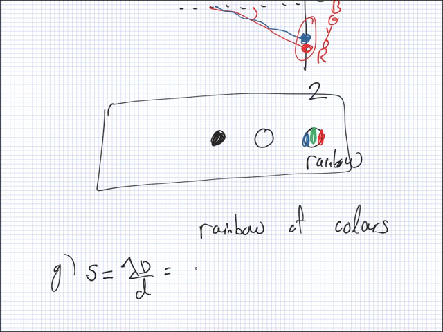So for the red light, the wavelength is 633 times 10 to the minus 9 meters. And I say in the question that it's 1 meter away from the screen.